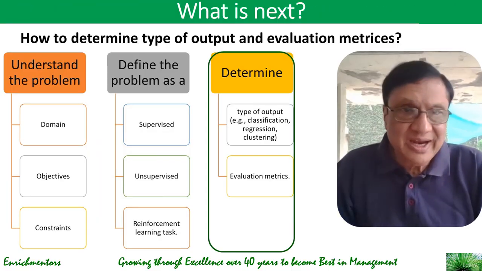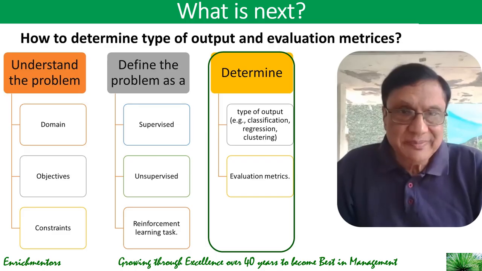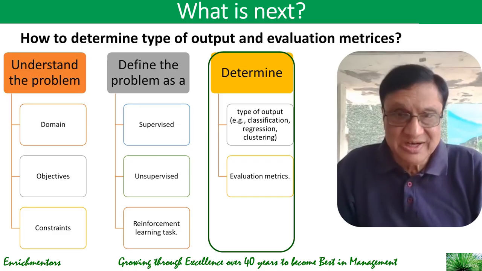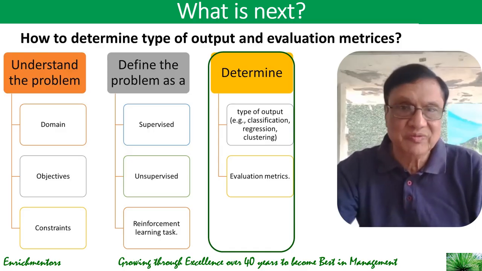And having done that, what do we do next? Having looked at the two steps, we will now talk about how to determine the type of output, whether it is a classification, regression, or clustering kind of output, and the associated evaluation metrics. That's what we will talk about in the next few lectures as we go forward.